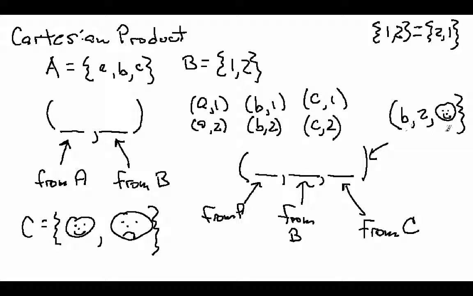Okay, the order is important. If I wanted to know how many of these are there, well, there are 3 that could come from here, there were 2 that could come from here, and there were 2 that could come from here, so that would be 3 times 2 times 2. There would be 12 different possibilities for this Cartesian product. Okay, we will return to this again later.